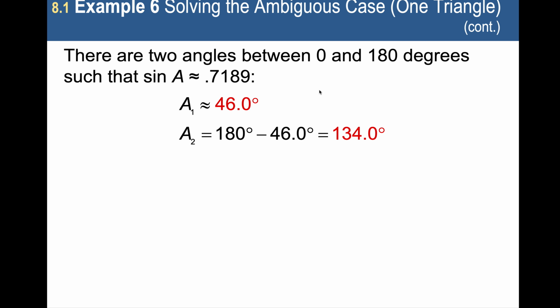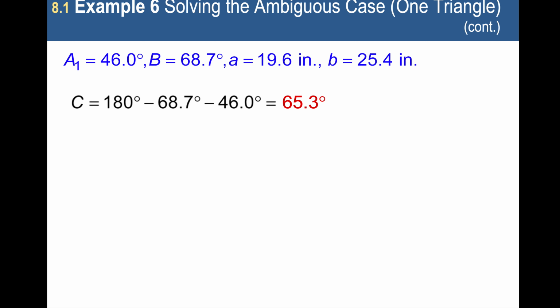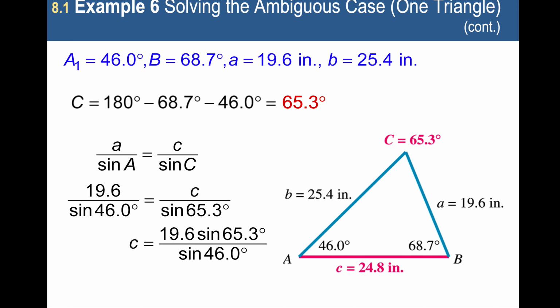68.7, can I have 68.7 and 134 in a triangle? So even though it's positive in both quadrants, that can't happen because if I add 134 and 68.7, that's greater than 180. So there's only one possible triangle, and we're going to use the 46 degrees to figure that out. So I'm going to use the 46, subtract from 180, get my angle C. Then I'm going to plug in my proportion to get my value for the C and the little c.